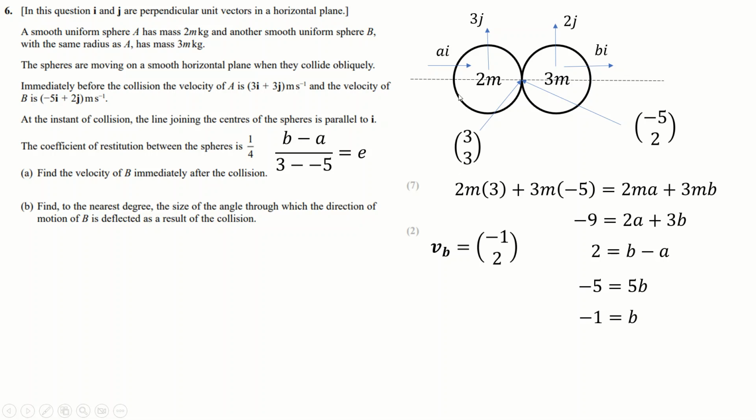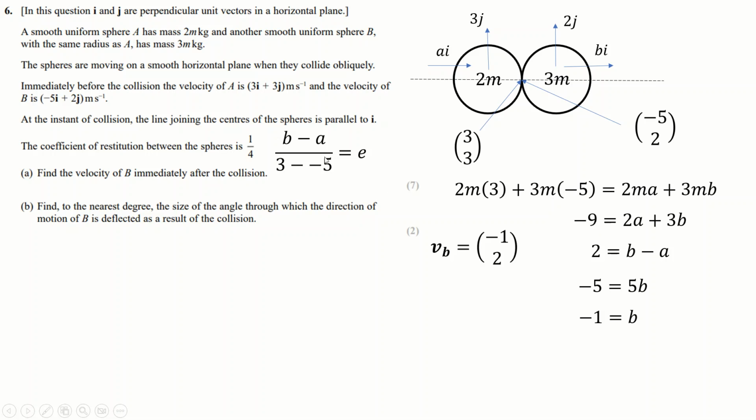So 2m times 3, which is this one, plus 3m times minus 5. So this is the momentum before, horizontally: 2m times 3 plus 3m times minus 5. Of course, the direction is important. Equals 2m times a plus 3m times b. That creates this expression here, cancelling out all the m's.